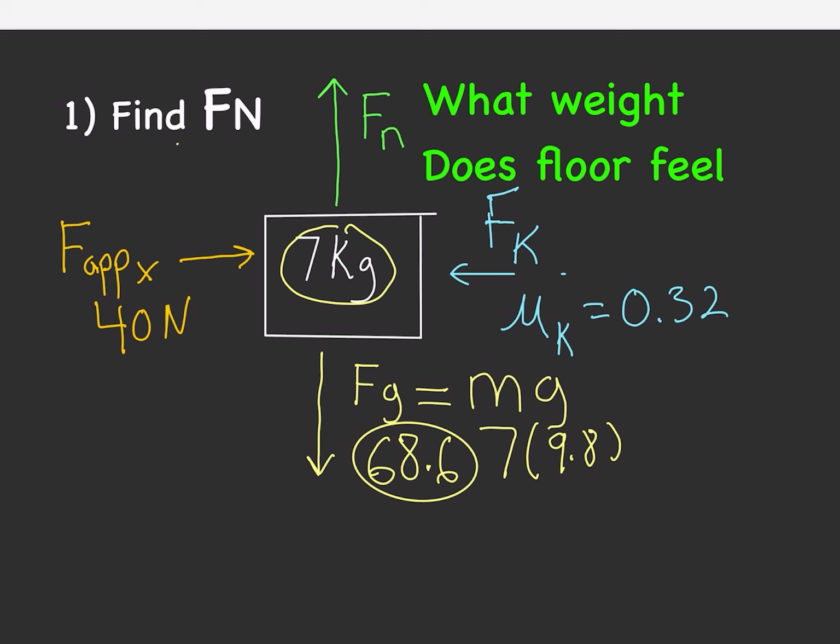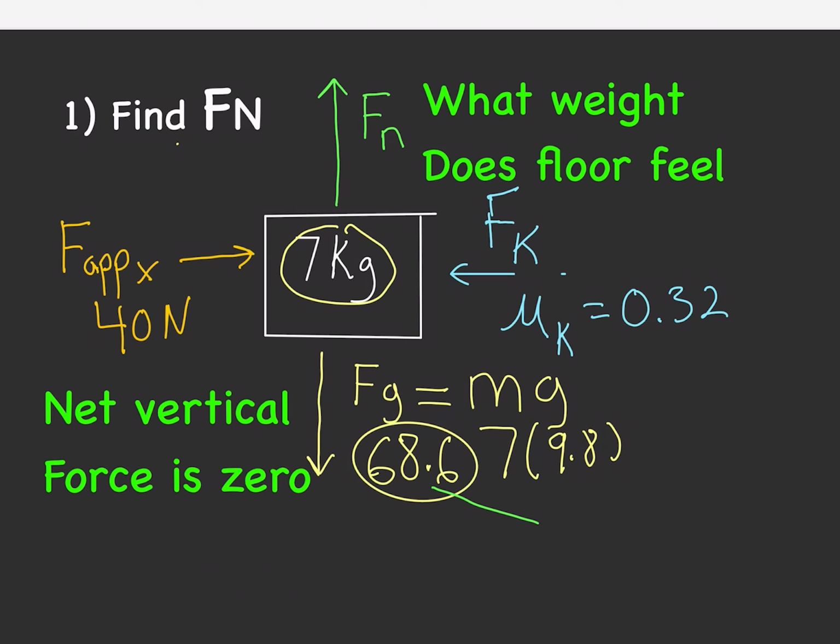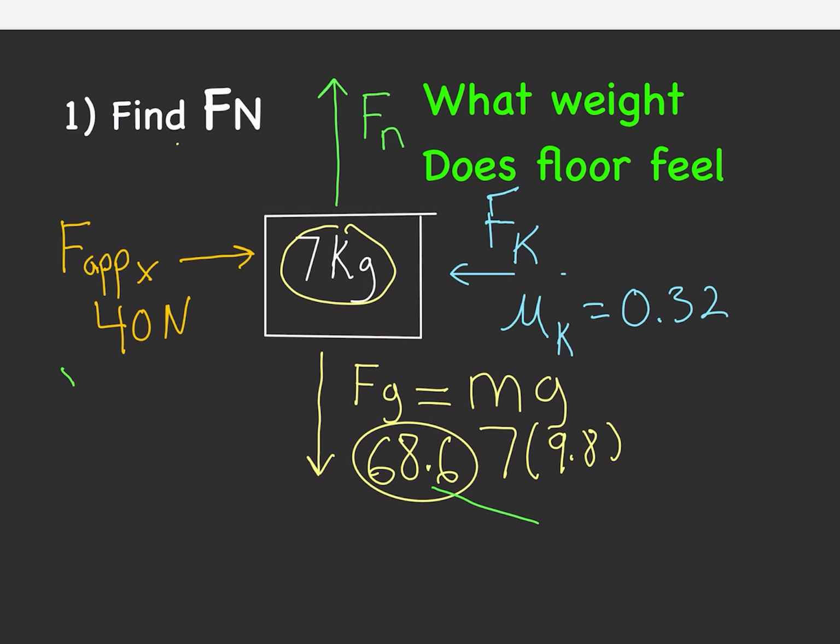And it's not going to push back up with more. The idea is that it's going to equal out. The floor pushing up will push up with the same amount of force as the weight coming downward from the box. We call that the normal force. The floor is supplying the normal force. The idea is that the net vertical force is 0. So we've got the same amount, 68.6, going down, and the same amount, 68.6, going up, and those will cancel out because they're going in opposite directions.